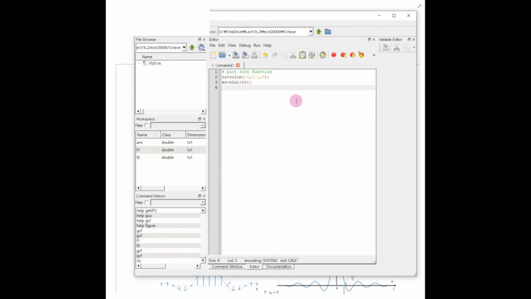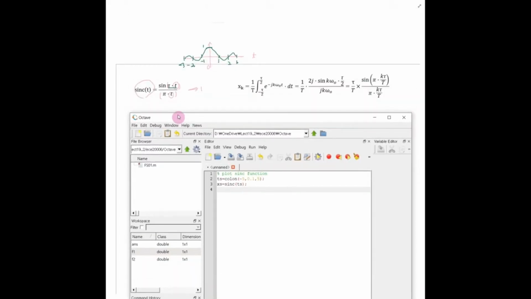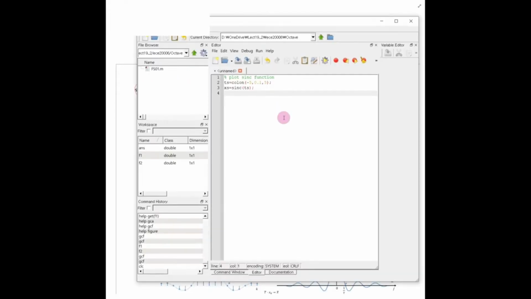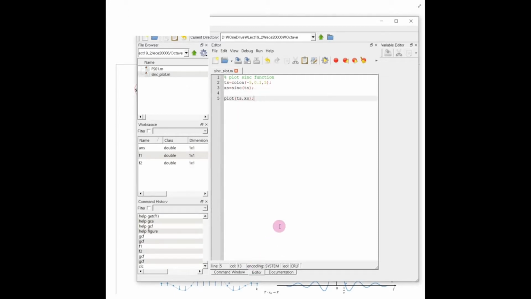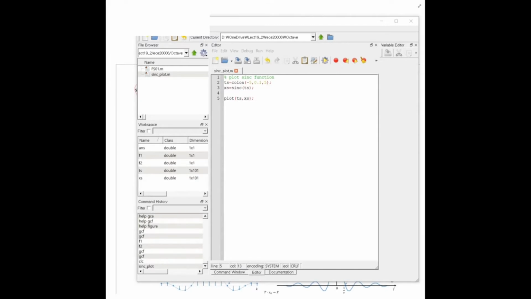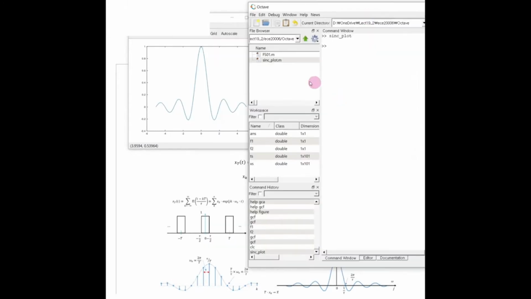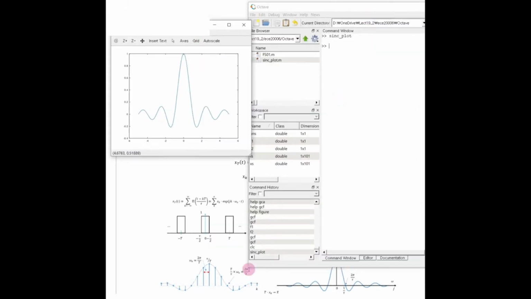Then I can create TS and XS. XS is a sinc function, as I talked to you about. And then I can plot that, time versus XS. This is the sinc function plot. Then I can run it from here. Then I can get this result, and from the command window I can modify it a little bit.